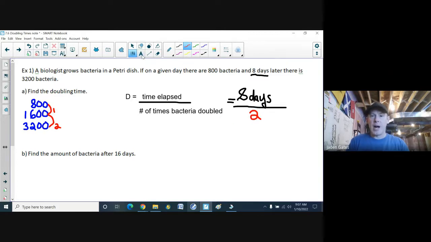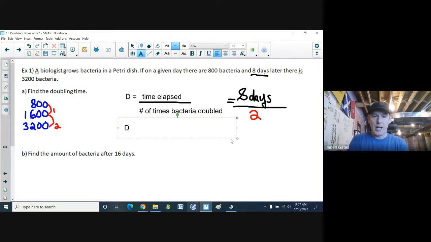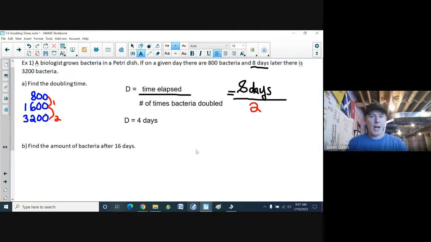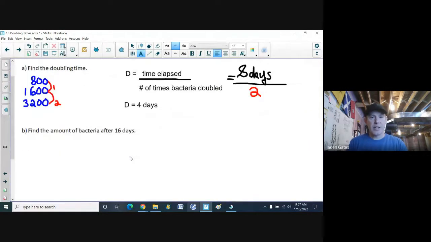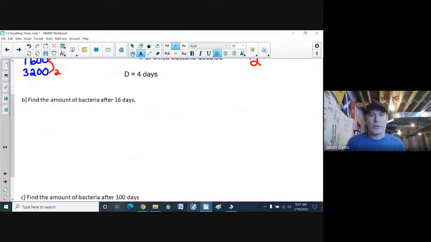And so if I take my 8 days and divide it by 2, I end up with 4 days as my doubling time. All right, now it says find the amount of bacteria after 16 days. Now, there's a couple of ways to do this. Number one, and here's why actually, because sometimes there's one way and sometimes there's two. But in this case, there is two, and it's because we're looking for the amount of bacteria after 16 days.